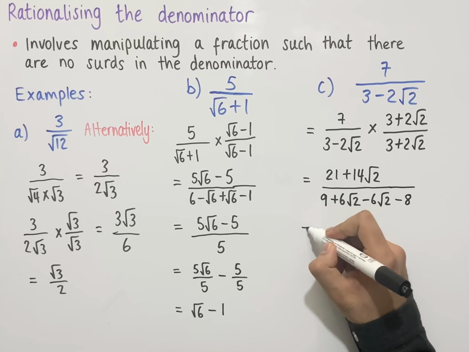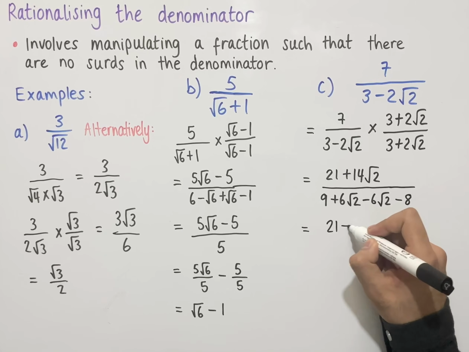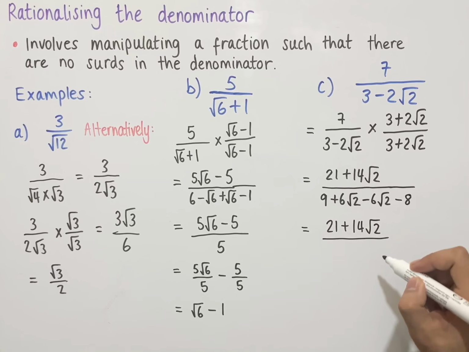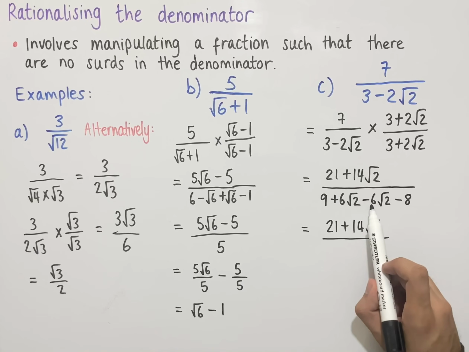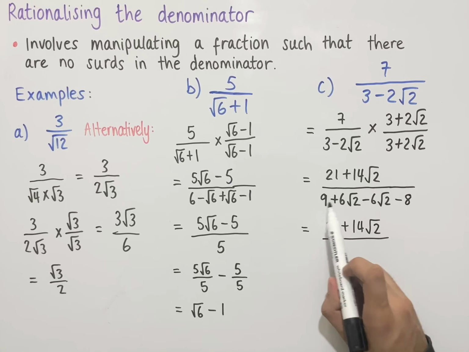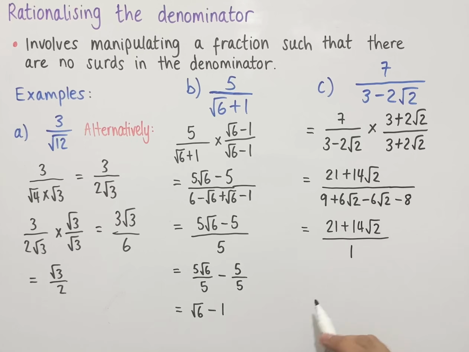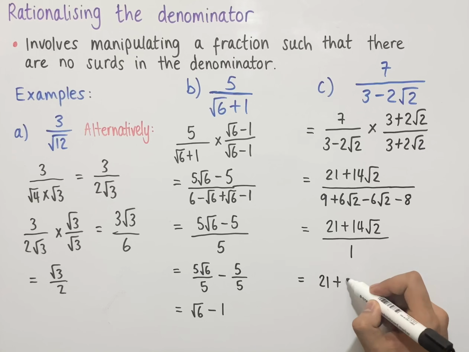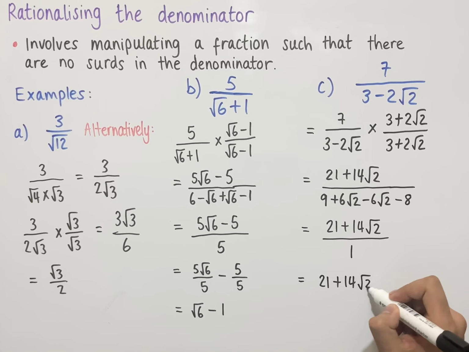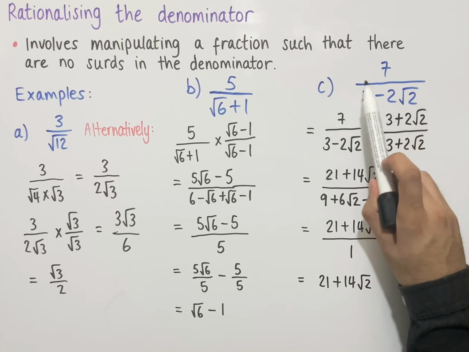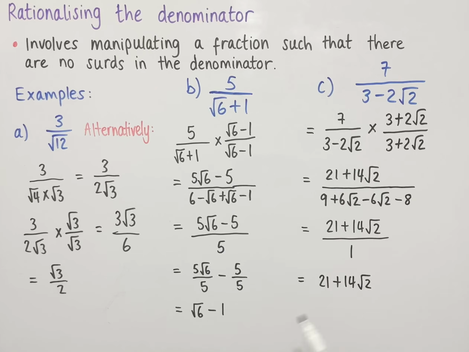Simplifying this fraction further, we end up with 21 plus 14 root 2 in the numerator, and in the denominator we have 6 root 2 minus 6 root 2, which cancel with each other, and so we're left with 9 minus 8, which is 1. And so this can be simplified to 21 plus 14 root 2. And so again, we've rationalized the denominator of the fraction 7 over 3 minus 2 root 2, which gives us an answer of 21 plus 14 root 2.